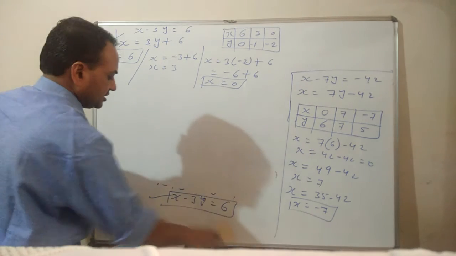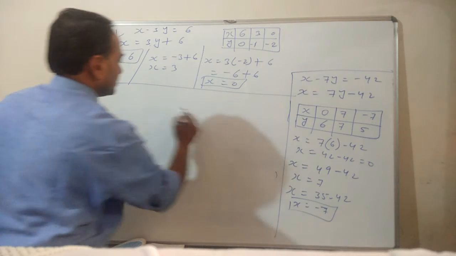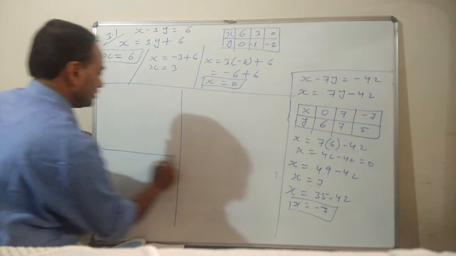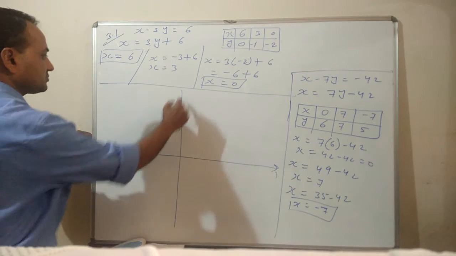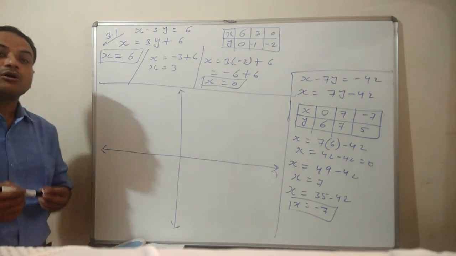Now all these coordinates we will try to arrange on the graph paper. So we will take graph paper and draw these two lines. I'm just drawing on the board, but when you do the practice, you draw on the graph paper.